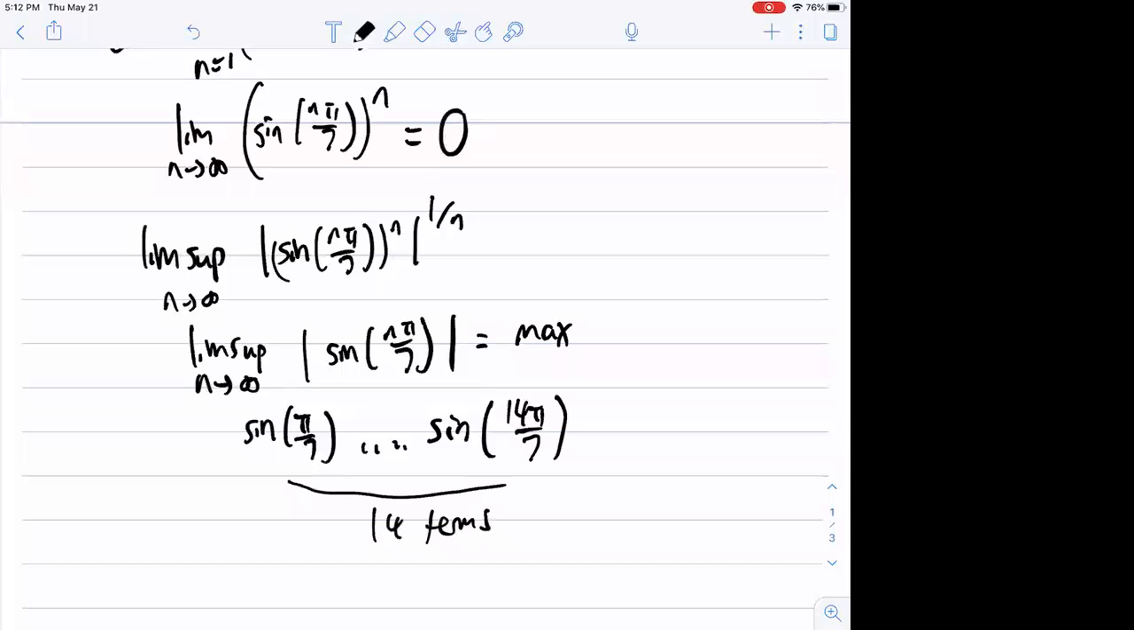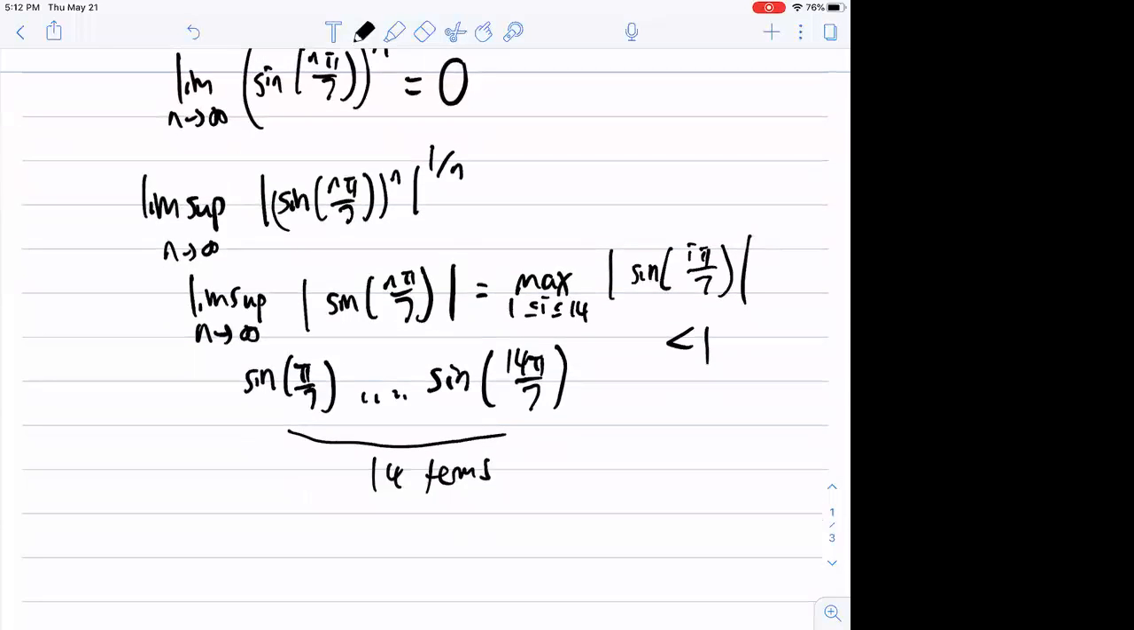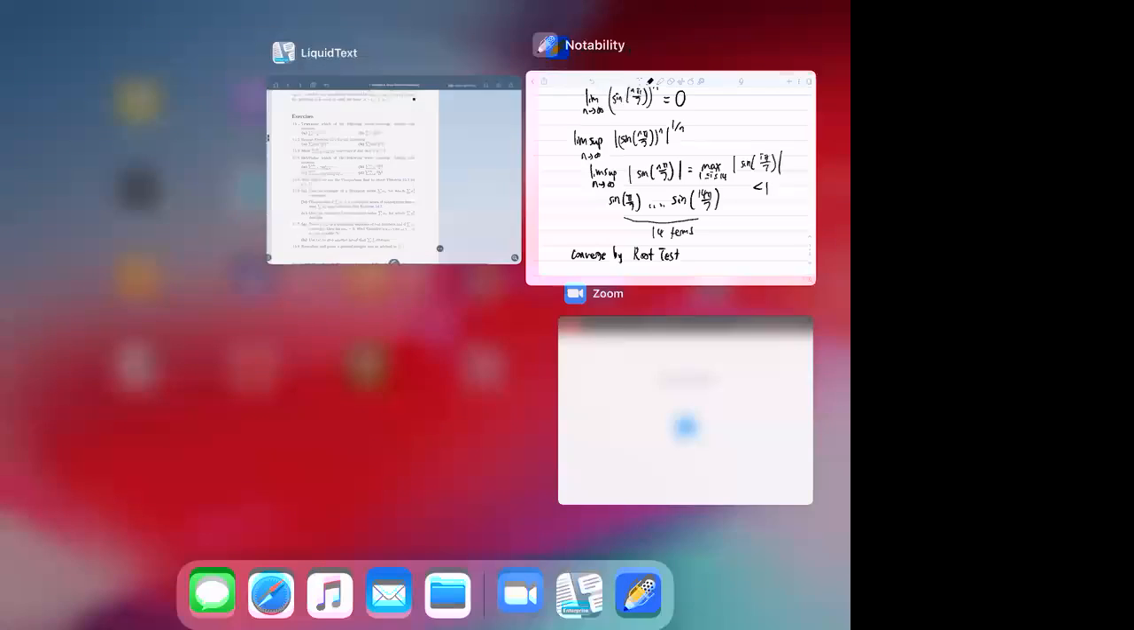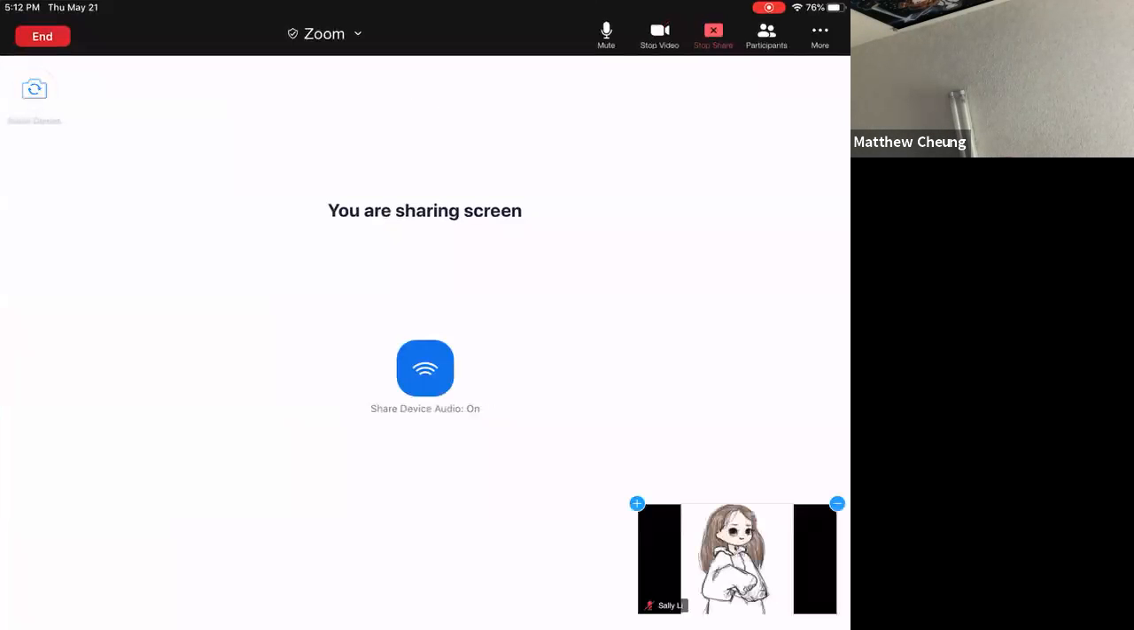It's the max over i between 1 and 14 of sine of i pi over 7. But the max is less than 1, right? Because none of them is 1 or negative 1. So the lim sup is smaller than 1, so this thing converges, yeah? So it converges. Everyone good so far?